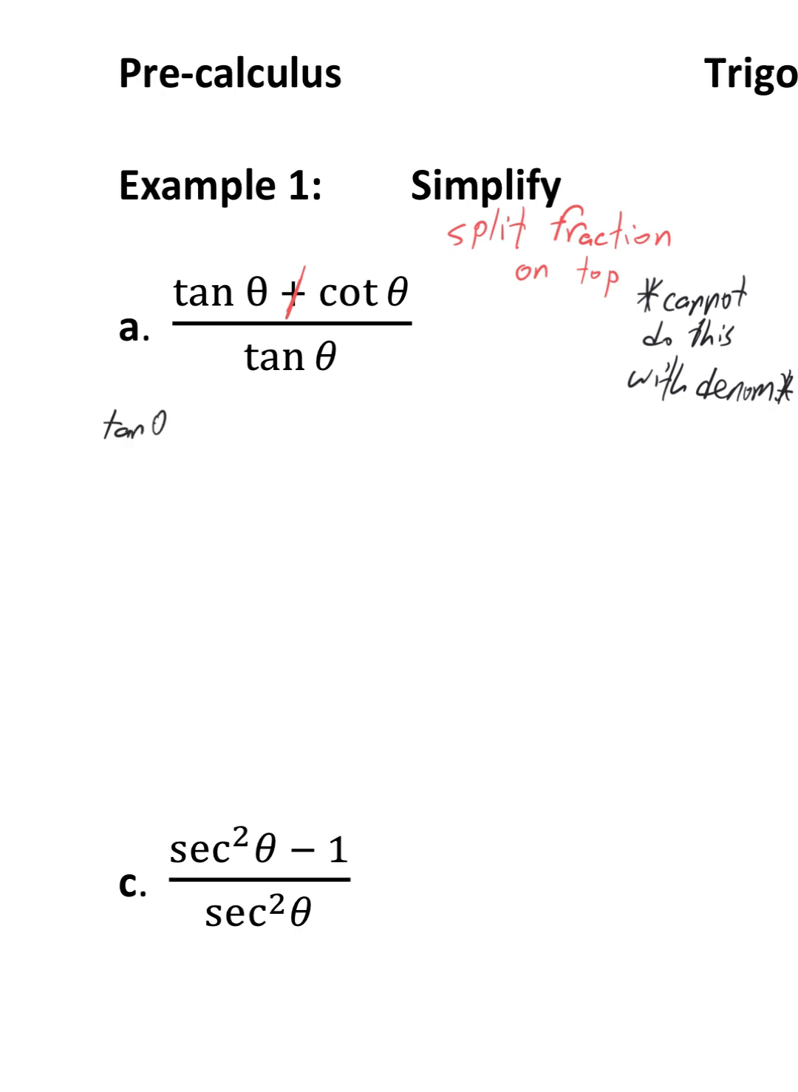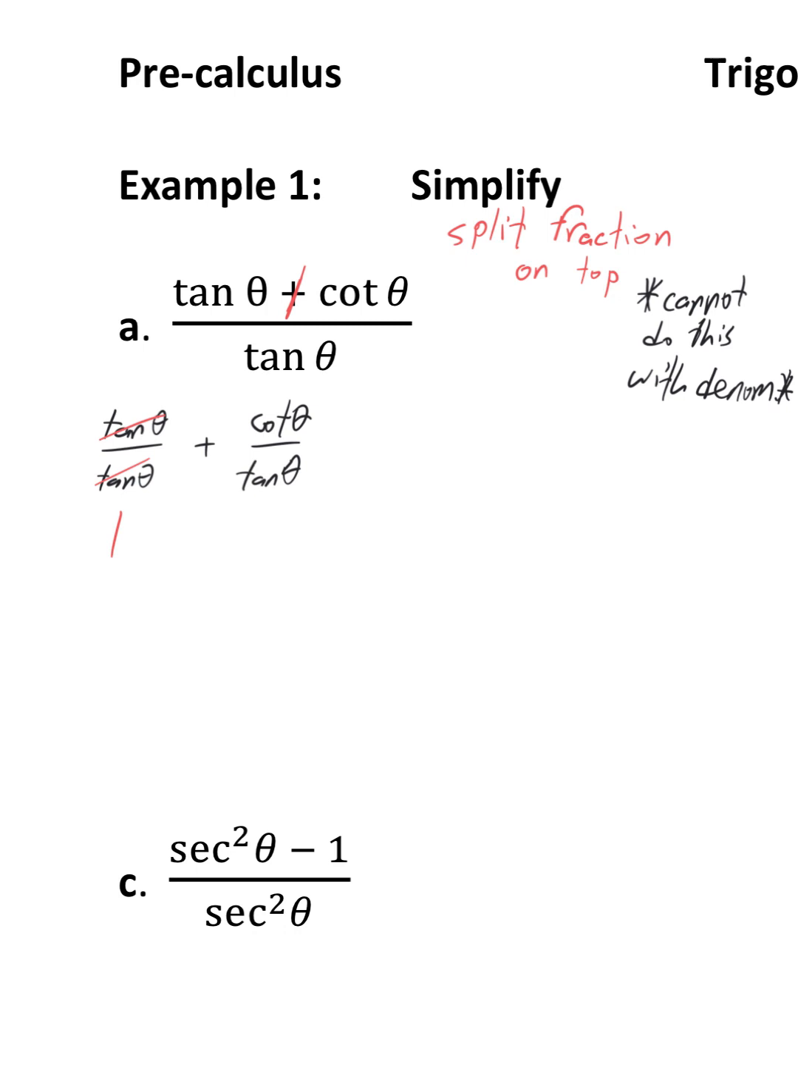Tangent theta over tangent theta plus cotangent theta over tangent theta. And so all I've done is, again, I've kept the denominator the same throughout. It is tangent theta on both of them. Now, this first piece is very simple. Tangent over tangent, that's just going to be a 1. Okay. Now, what about this second one, cotangent over tangent?